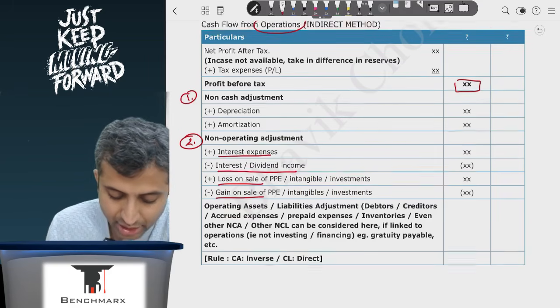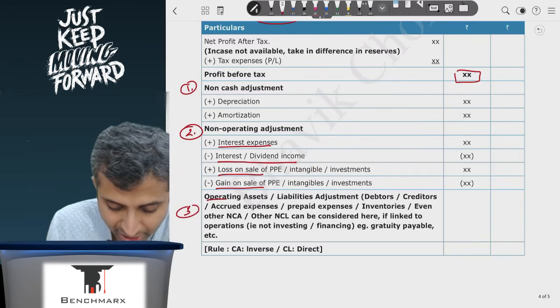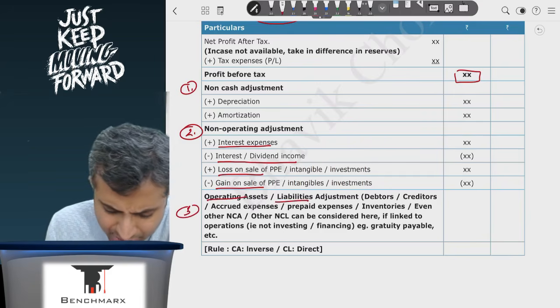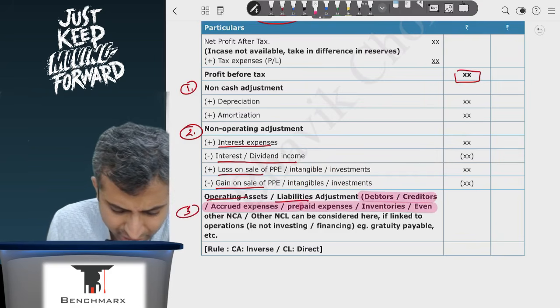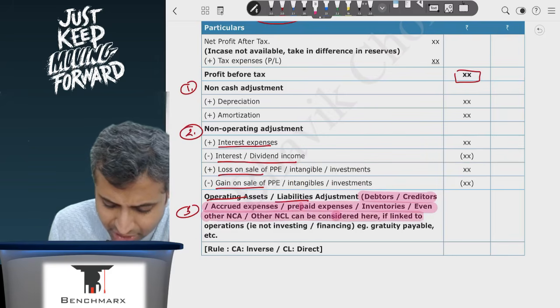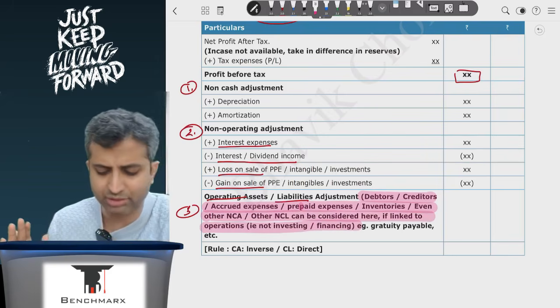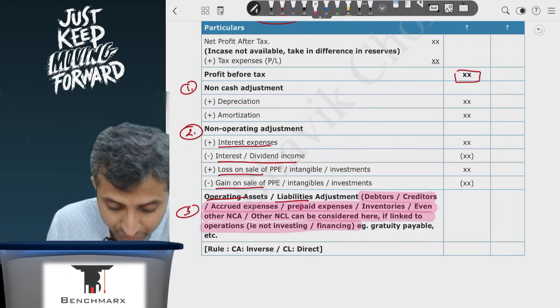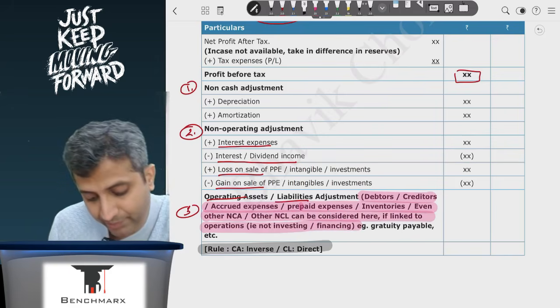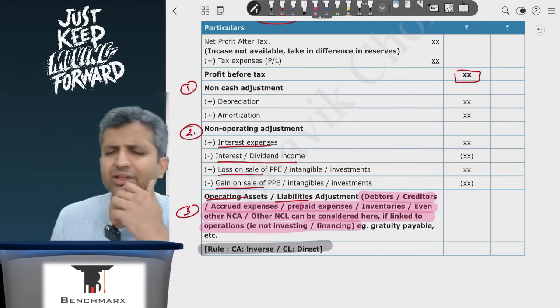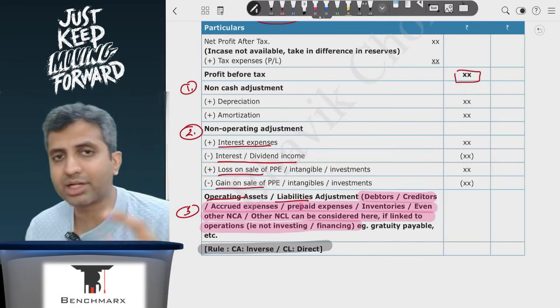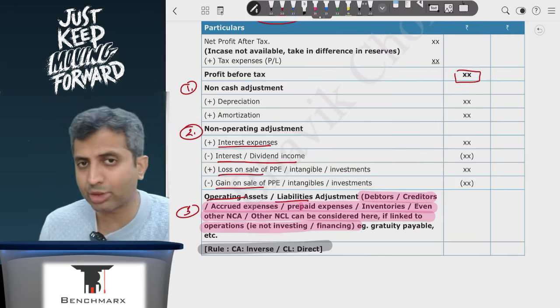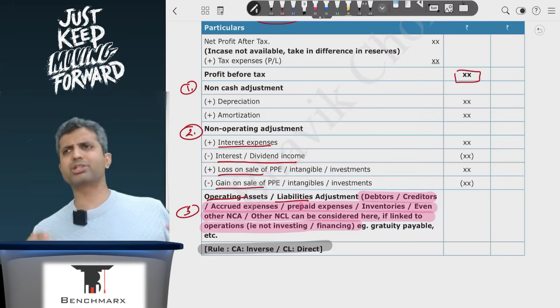So interest expense will be added, interest or dividend income will be deducted, loss will be added, gain will be deducted, and then you do the third, that is operating assets or liabilities adjustment. Again, the rule that we said, this will be for items like debtors, creditors, expenses, inventories, and even other non-current assets can be considered here if linked to operations, that is, not investing or financing. The rule here is if it is a current asset, inverse relationship: an increase in current assets, you will deduct; a decrease in current assets, you will add. For a current liability, it's a direct relationship: an increase in current liability, you will add; a decrease in current liability, deduct. It's very logical.